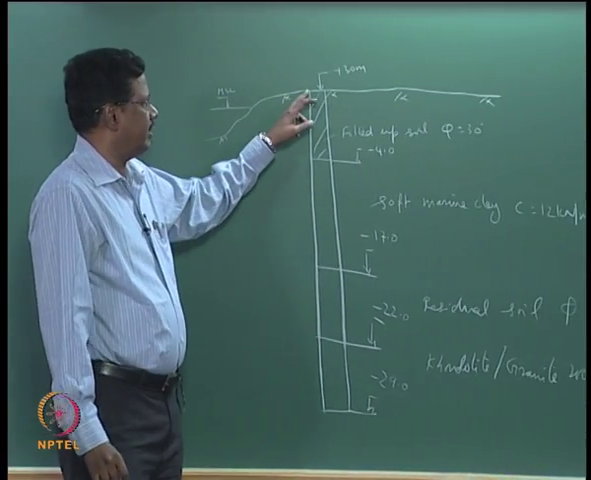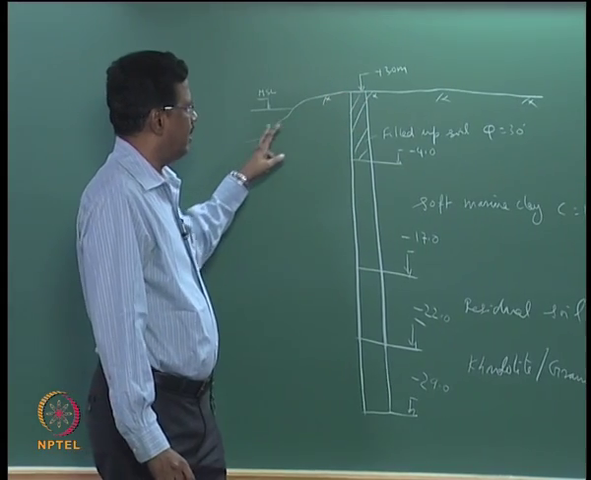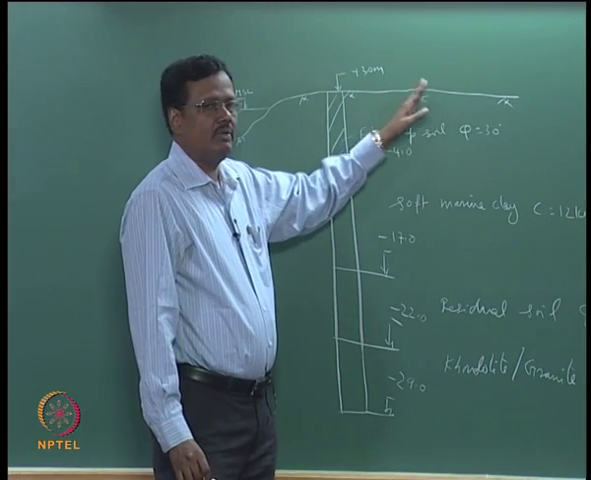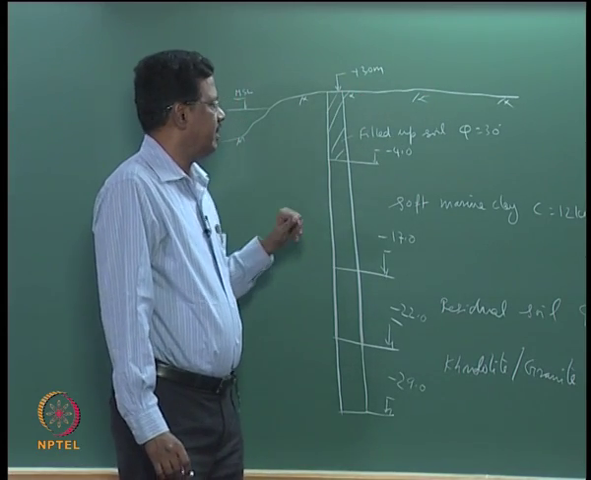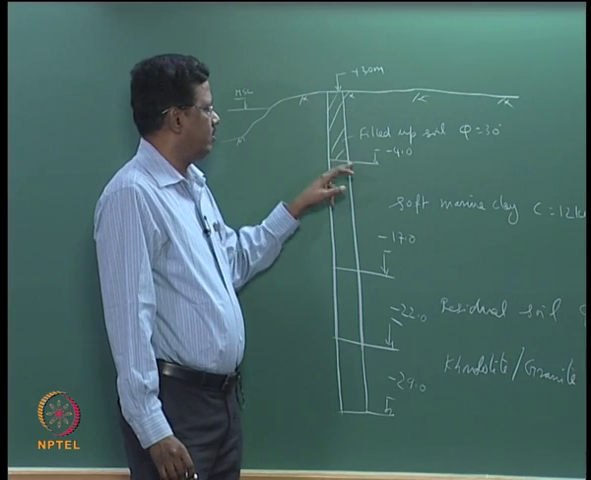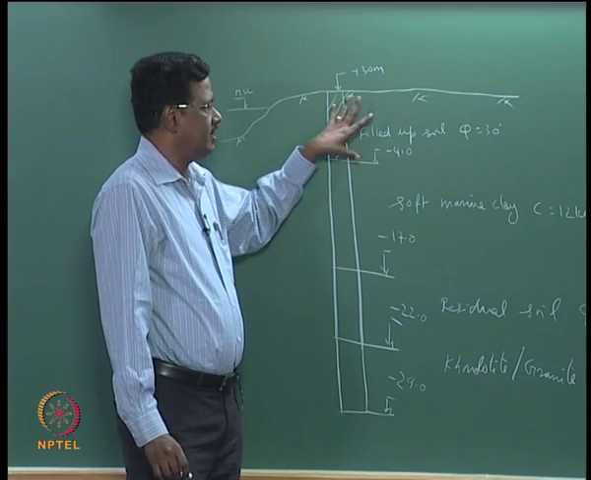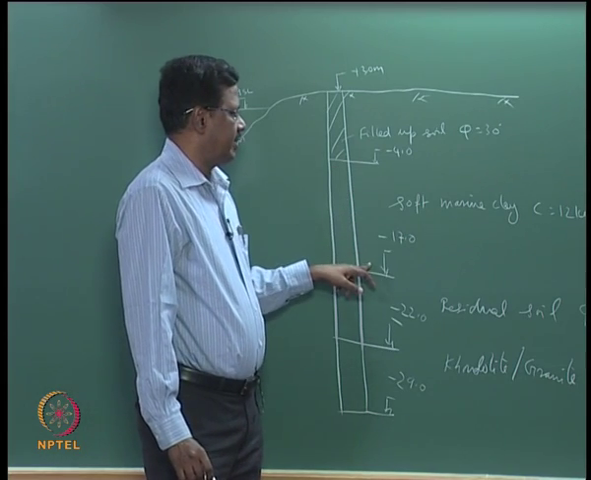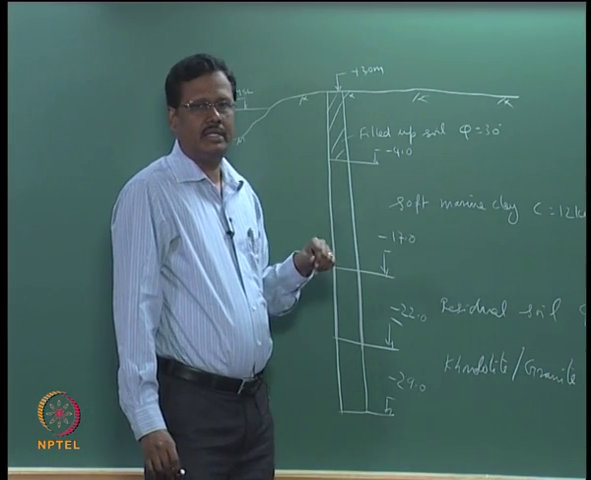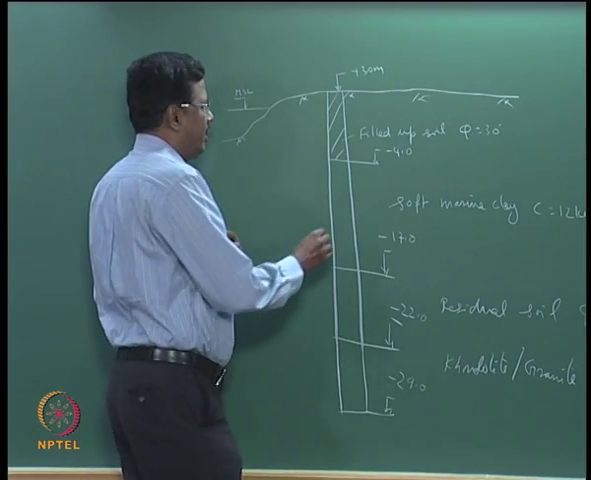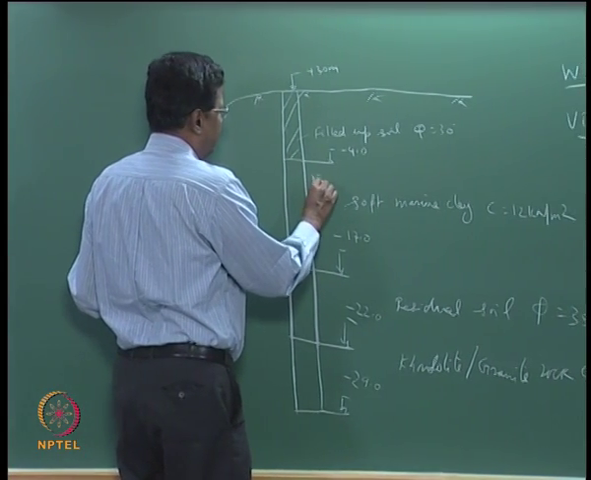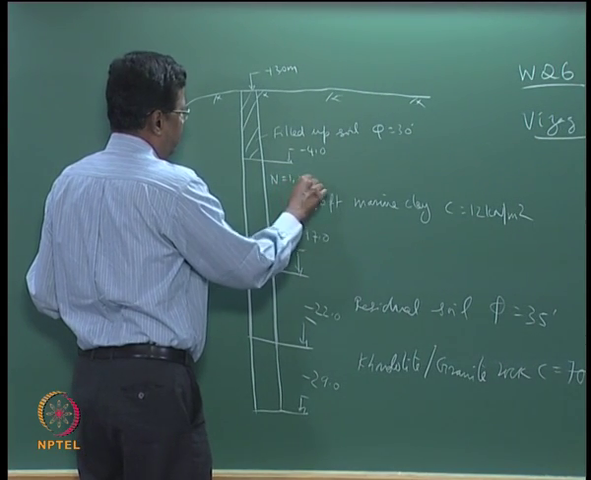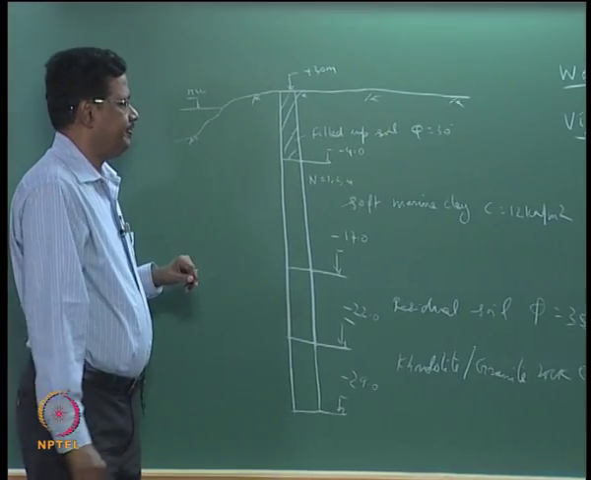So, we have the natural ground occurring like this, you have water this side, and the general level of the ground at present is +3. From +3 to -4 there is a filled up soil. From -4 to -17 we have a soft marine clay. I discussed N, the typical value of N in this is about 1, 2, 4 like this, at different depths different values.